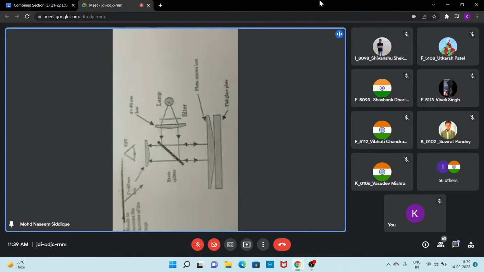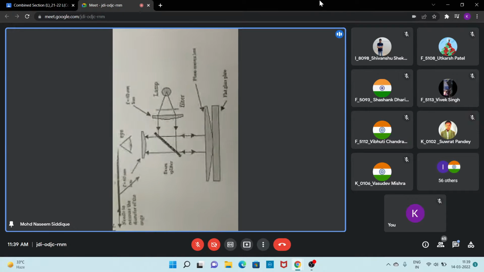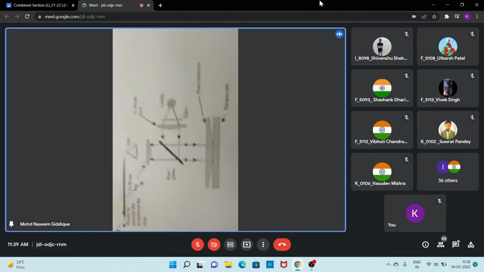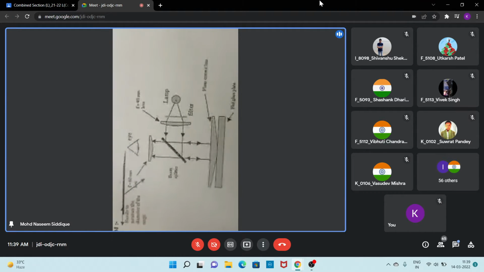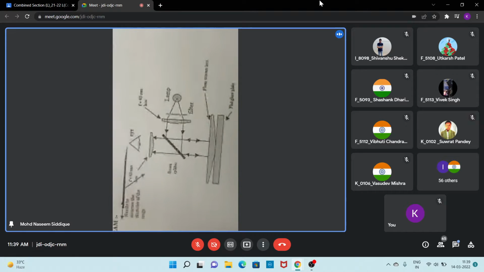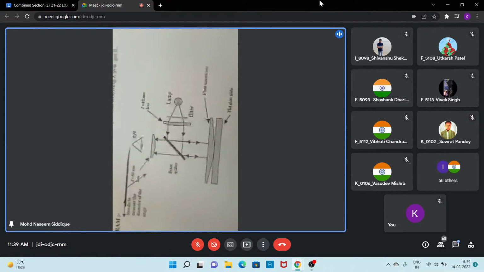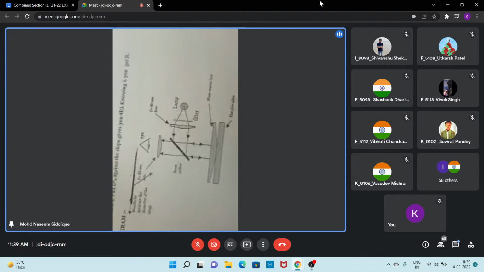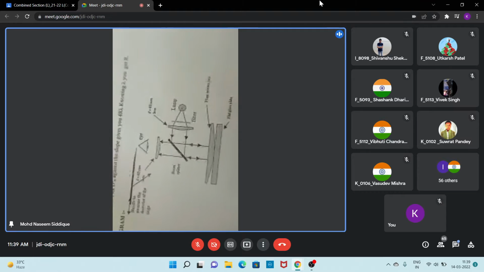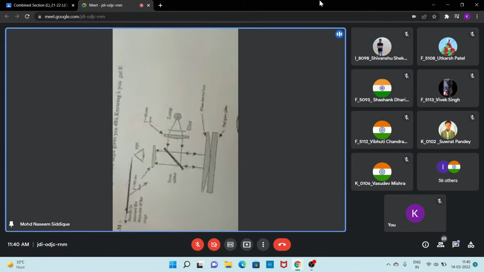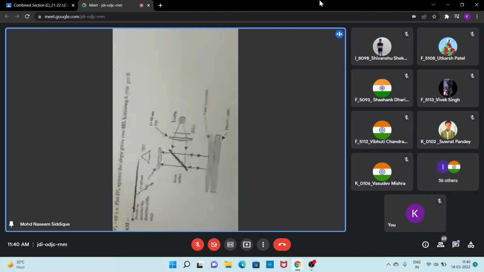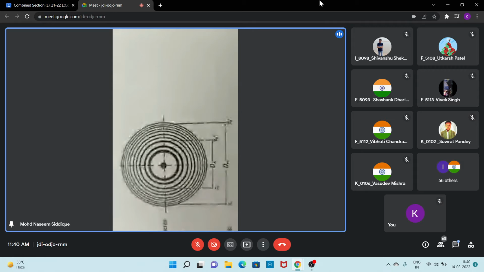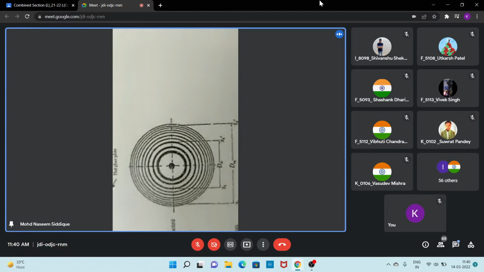Whatever the lamp we are using, that is the sodium lamp. The standard wavelength is 5893 angstrom, and here you are seeing a plain glass plate inclined at an angle of 45 degree. So rays will be incident on this glass plate, they will be reflected towards the plano-convex lens, and from there they will be reflected towards the traveling microscope, where we will see the dark and white circular fringes.